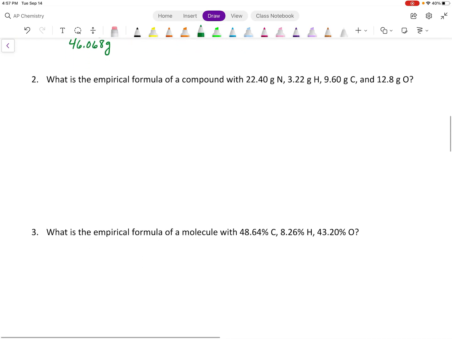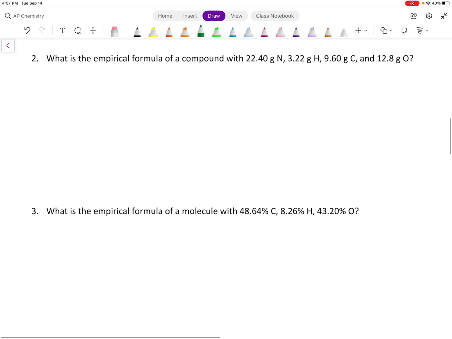All right, let's take a look at how to determine empirical formula. So in this next one, we're going to look for empirical formula. And we're given masses. And so what we want to do is go into moles. In order to determine any sort of formula, we want to get into moles first. And so the first thing that I'm going to do is, for each one of these, take the mass that's given and divide it by the molar mass.